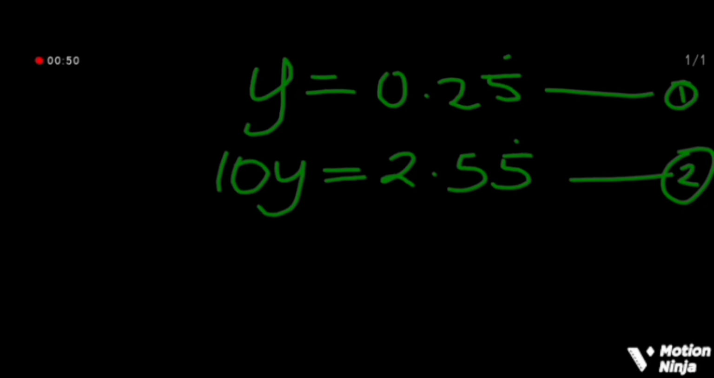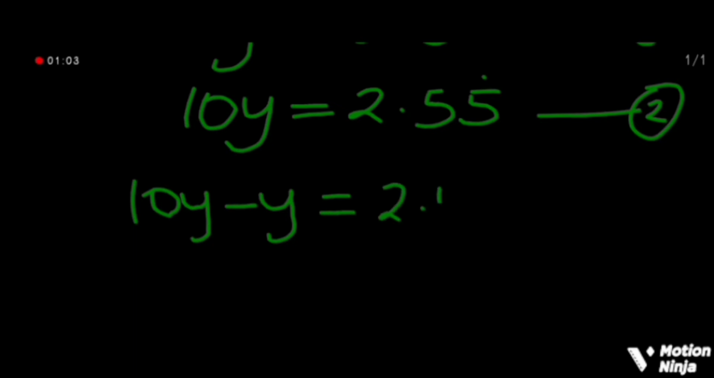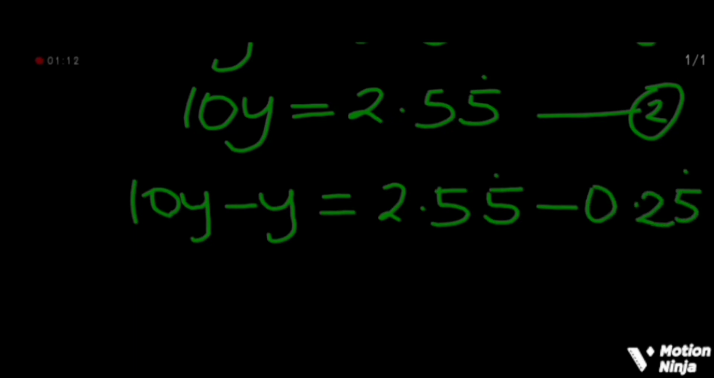The next step, we have to subtract equation number 1 from equation number 2. Here we'll have 10y minus y, which is equal to 2.55 minus 0.25 with a repeating digit. Here the result will be 9y, which equals 2.3. With the repeating, the result will be 0; 5 minus 2 is equal to 3, and 2 minus 0 equals 2. We have a decimal place.